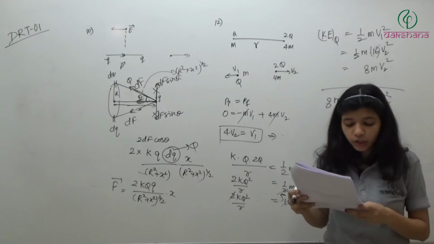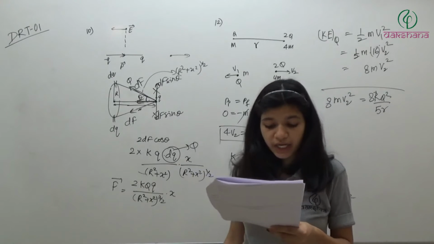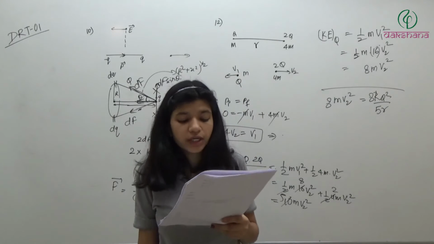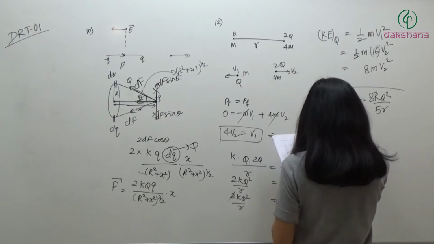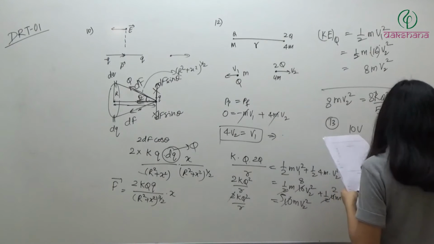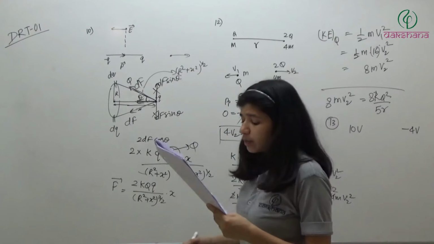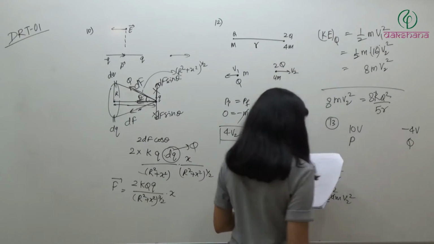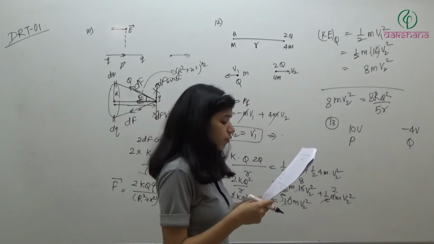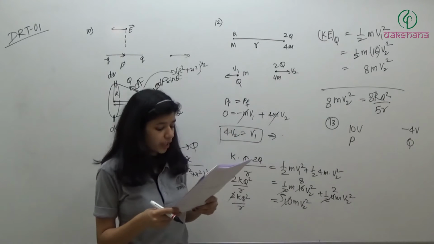Question number 13. Two points P and Q are maintained at the potential of 10 volt and minus 4 volt. The work done in moving 100 electrons from P to Q, from here to here, is.